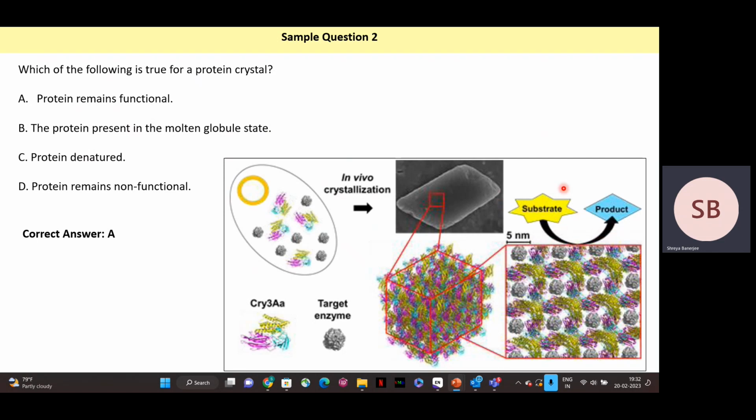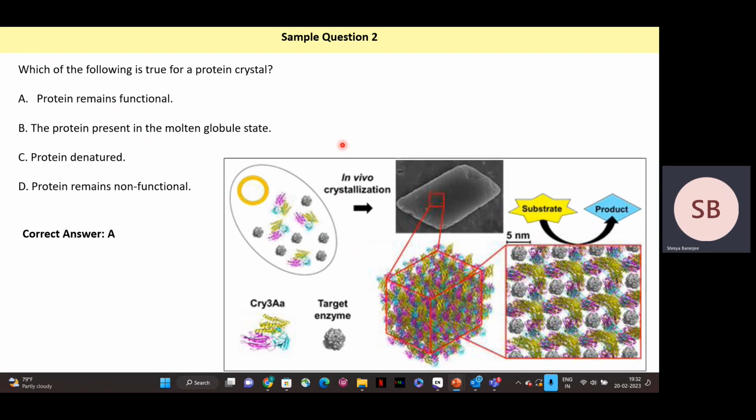So for this, as you know, the enzyme has to have certain conformational changes and flexibility in order to accommodate the substrate and transform it to the product. And because of the high solvent content of the protein, it can accommodate these conformational changes and remain functional even in the crystalline state. So clearly B is wrong, because protein is present in the molten globule state.